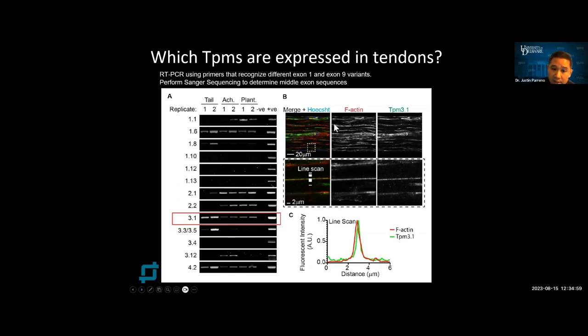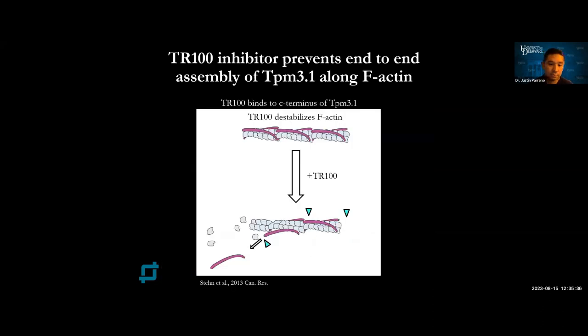If you stain for tropomyosin 3.1 in the tenocytes, it colocalizes with F-actin. If you take a higher magnification view of this boxed region here, you can see really that tropomyosin is along that F-actin fiber. If you do a line scan analysis, so just draw a line on ImageJ across this F-actin, you can see here that the signal intensity of tropomyosin 3.1 overlaps with that of F-actin, demonstrating that they are colocalized and suggesting that they associate.